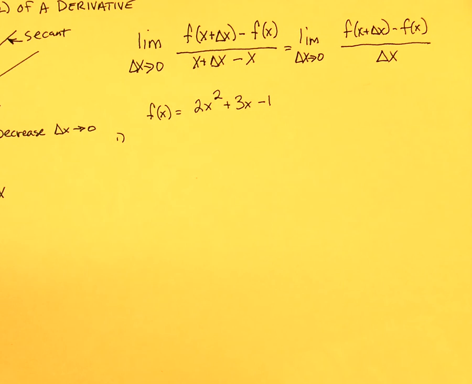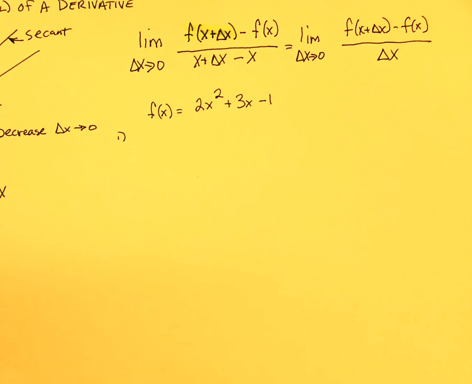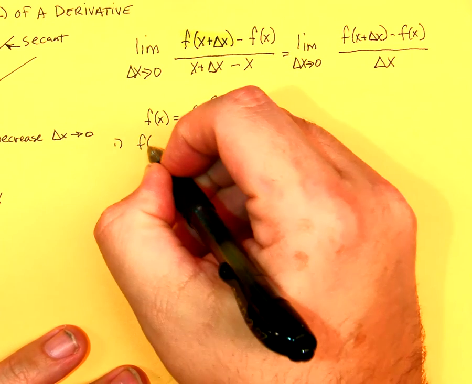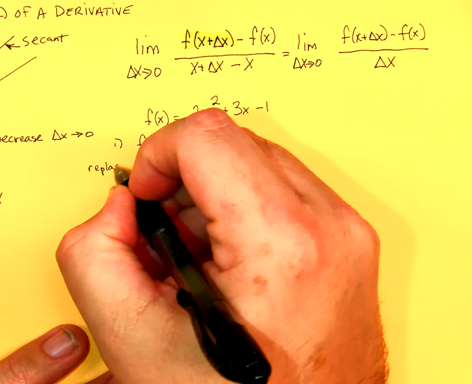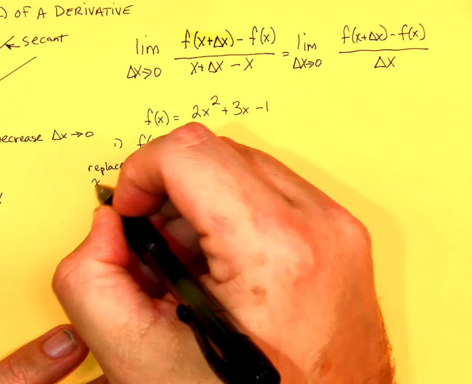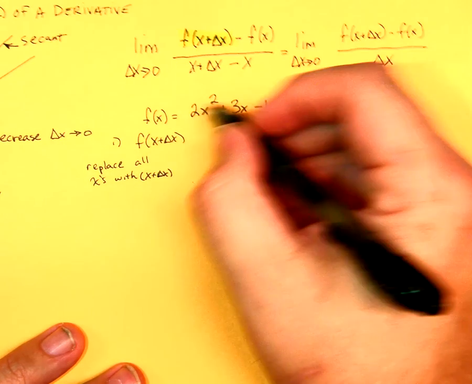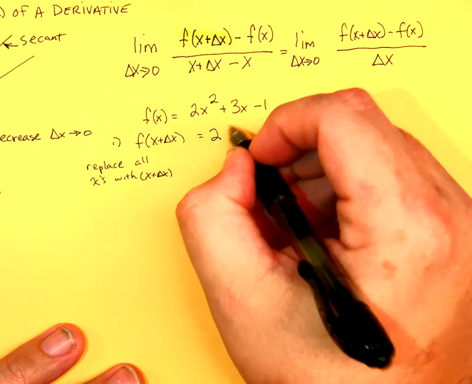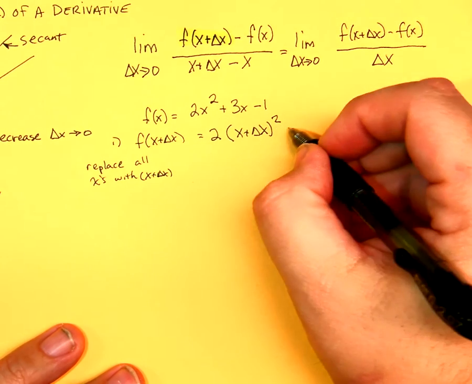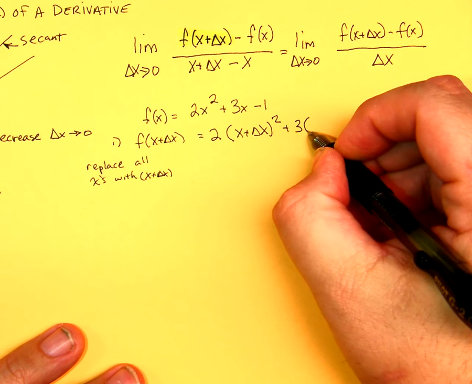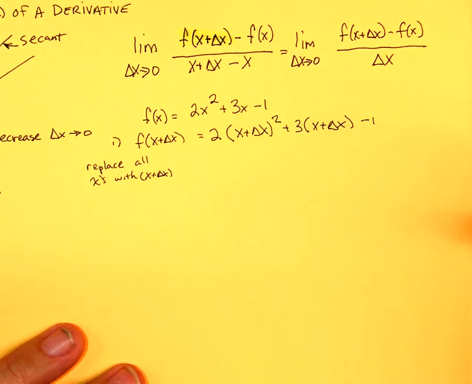First thing we're going to do is we need to get f of x plus delta x, which means replace all x's with x plus delta x. So this is going to become 2 times x plus delta x, quantity squared, plus 3 times x plus delta x minus 1. Now we need to expand this.